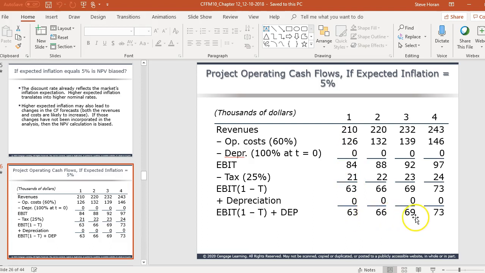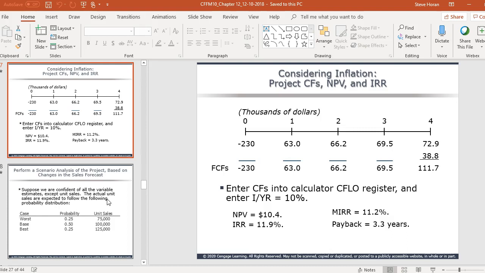So all my cash flows go up now. Don't know if they went up enough though to make the project viable or not. Well, the answer is yes. Remember, the WACC is 10%. This comes back as a positive NPV of $10,400. MIRR is 11.2, above 10. IRR is 11.9, above 10. Payback's 3.3. That's fine. So if I could increase my prices by 5%, the project works.